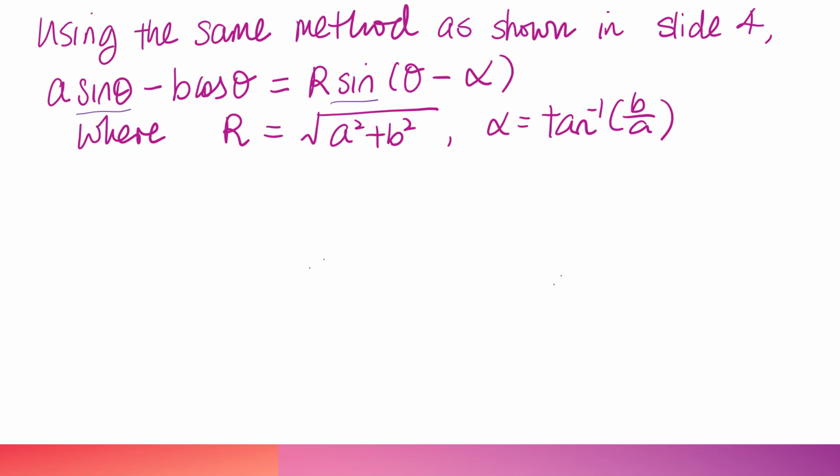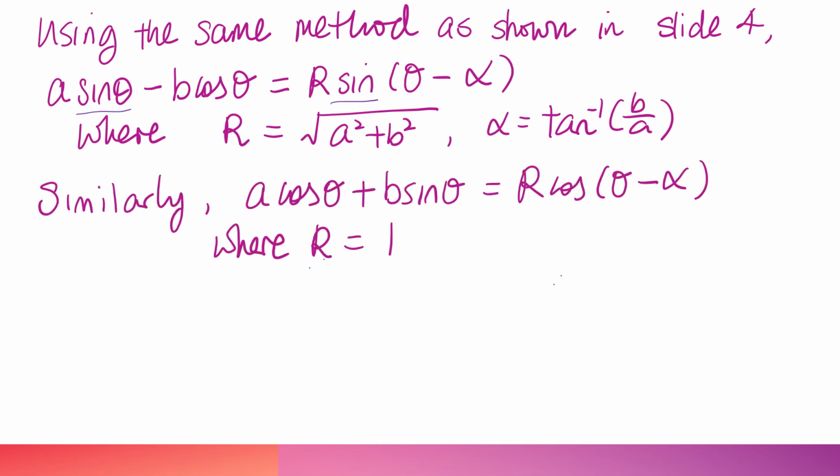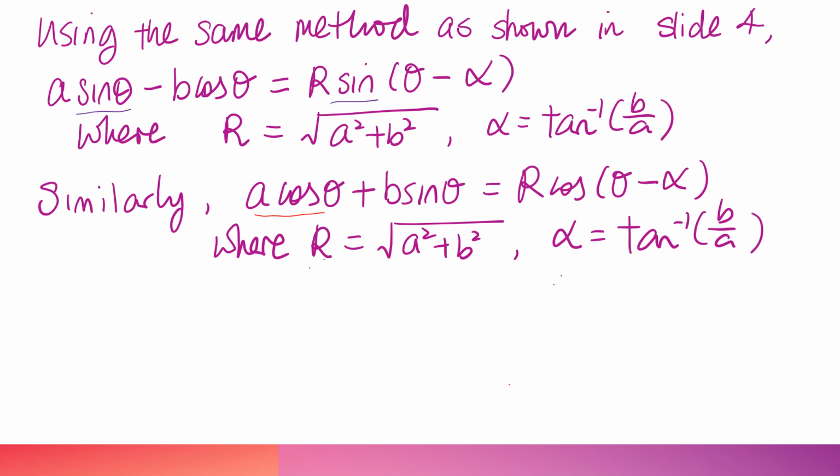Then what happens if you want to find A cos theta plus B sine theta? Then that is a different story already. If you write A cos theta first, then that will be equal to R cos. And because you're using the addition formula, if you have cosine A plus B, you get cosine A cosine B, then minus sine A sine B. So if this is a plus, then this is a negative here. But the formula to find R is still the same. It's just square root A squared plus B squared. The formula to find alpha is also the same, tangent inverse B over A.